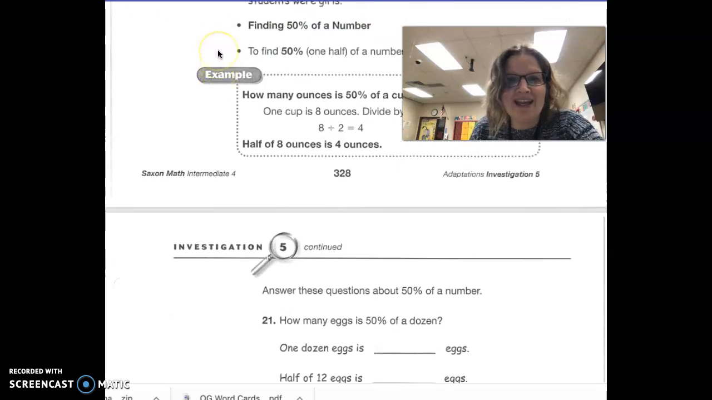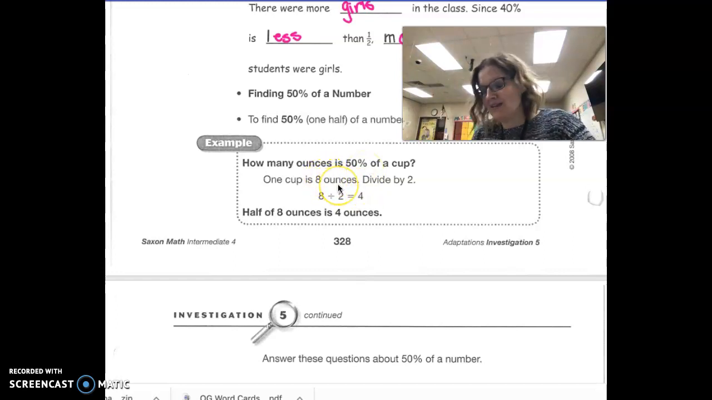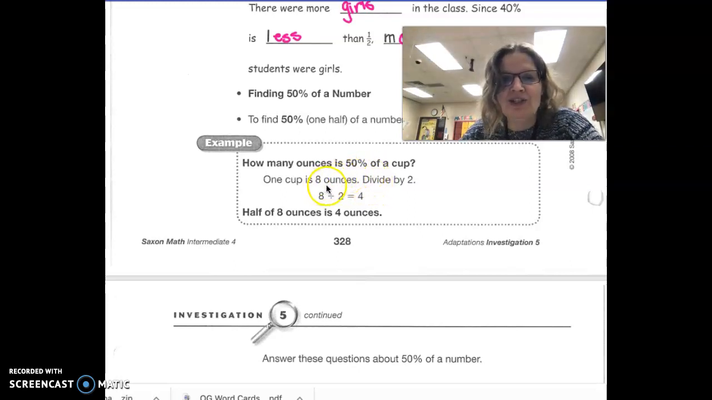Okay, we are back again, and as you can see, we're talking about 50% of a whole. So when we have that, that tips us off that we need to divide by 2. So when they say 1 cup is 8 ounces, what is 50% of a cup? We divide 8 by 2, that equals 4. So we know that half of 8 ounces is 4 ounces.